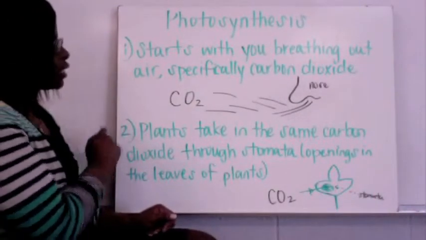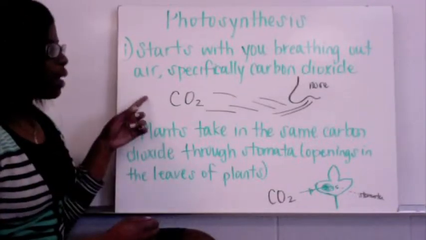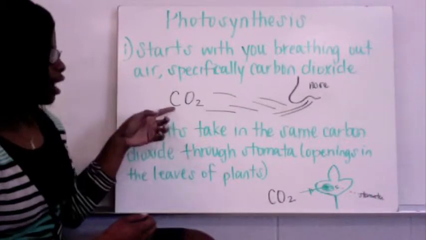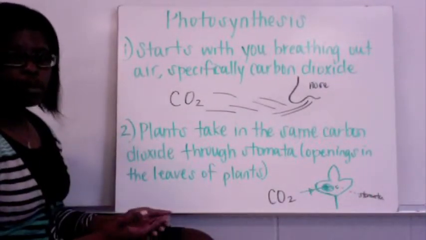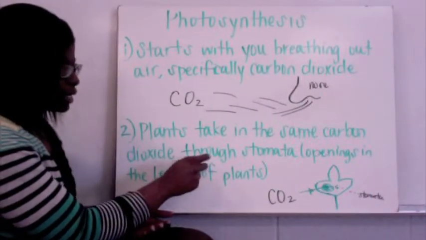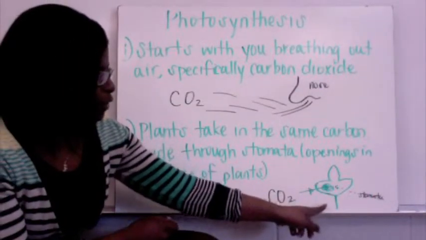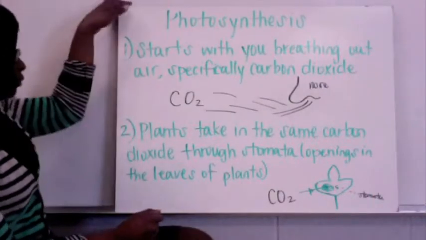So photosynthesis starts with you breathing out air, specifically carbon dioxide. So here I have a little nose, and coming out of the nose is carbon dioxide. Plants take the same carbon dioxide from us breathing out, and they enter the plant through the stomata, which are openings in the leaves of plants. So here I have my leaf, it has my little stomata, and carbon dioxide is going into it.